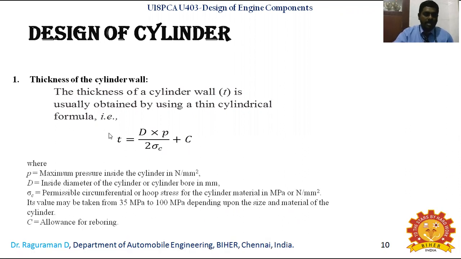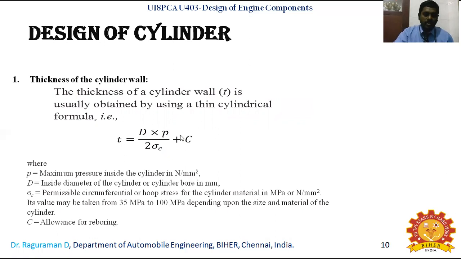Here P is the maximum pressure inside the cylinder, and capital D is, as we had already seen, the inside diameter of the cylinder, or the cylinder bore, in mm. And sigma C is the permissible circumferential or tube stress for the cylinder material, expressed in megapascal, otherwise Newton per mm square. Usually its value is 35 megapascal to 100 megapascal, depending upon the size and material of the cylinder.